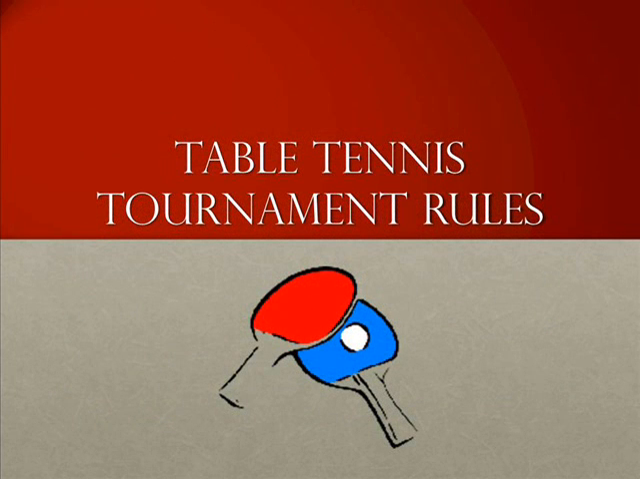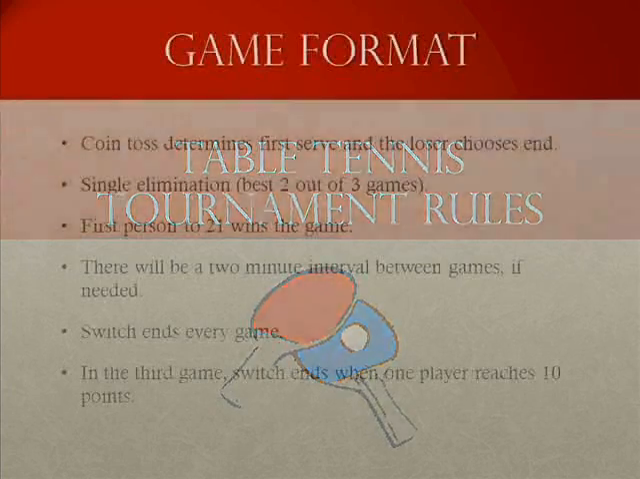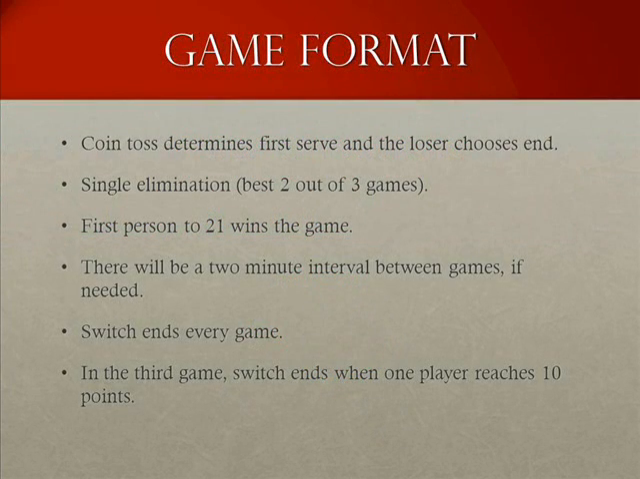The following slides will detail the table tennis tournament rules used this fall. Game format. A coin toss determines first serve and the loser chooses end. A single elimination tournament will be used. Best 2 out of 3 games wins each match. The first player to 21 wins the game.